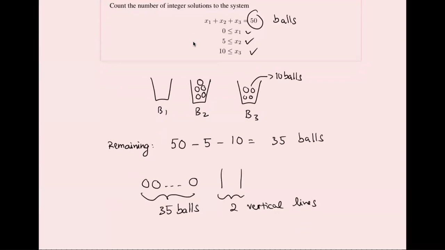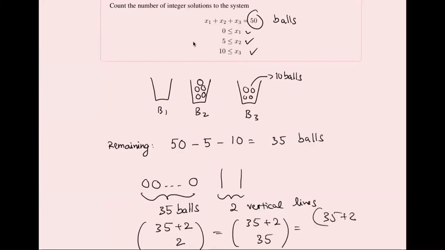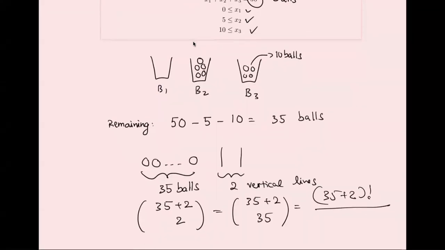The number of ways you can arrange this is 35 plus 2, choose 2. Or you can say 35 plus 2, choose 35. Or 35 plus 2 factorial to get the total number of objects that you have, divided by 35 factorial because you have 35 balls. They are identical. And then 2 factorial because the 2 vertical lines are identical.